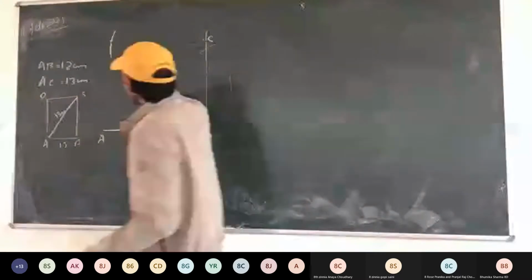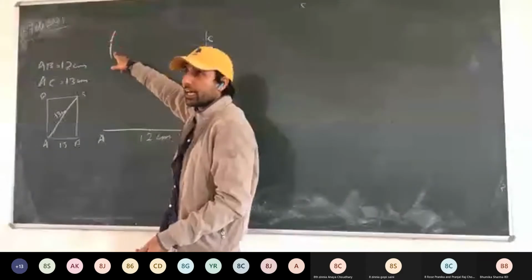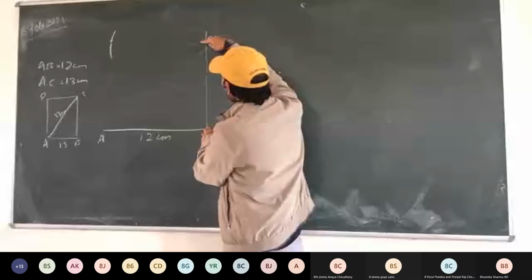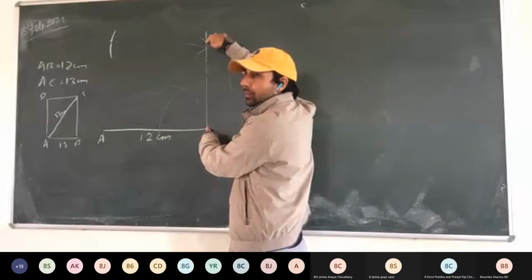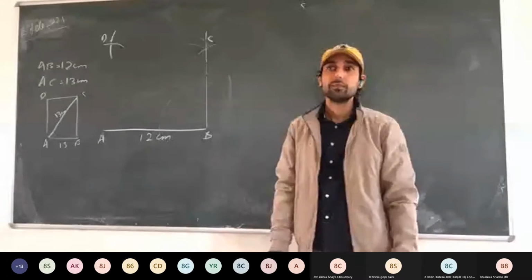So now we got the D point. D will be somewhere on this side. Now take this radius in your compass equal to BC. From here make an arc. Now you get the D. Now join it with A and C.